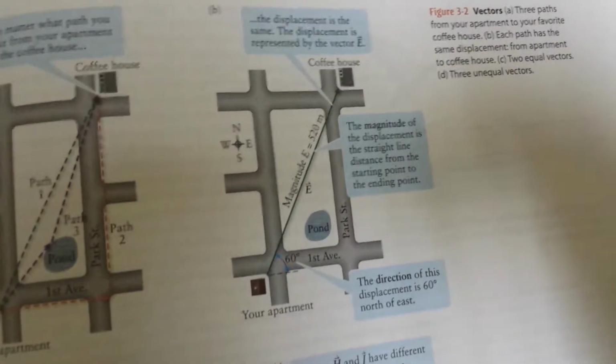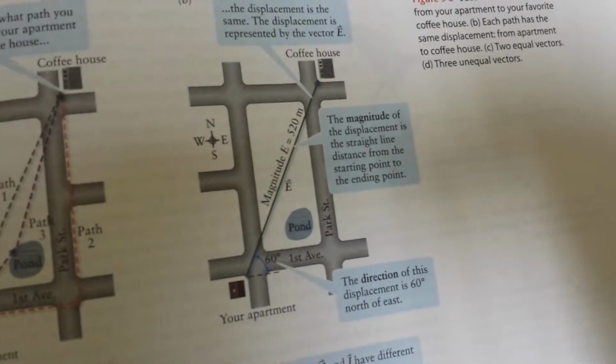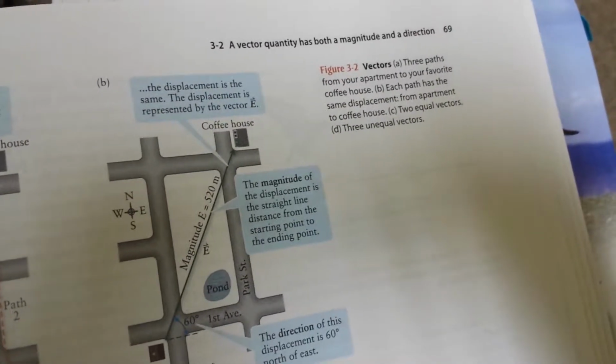this is supposed to be a road and an intersection. It has a 60 degree angle. It's on First Street. I believe the other street's Park Street. You could obviously just read about vectors, 3 paths from your apartment, and so on. So those are vectors and scalars. You can just ask your professor to describe it to you, even though you'll probably learn about that on the first day.